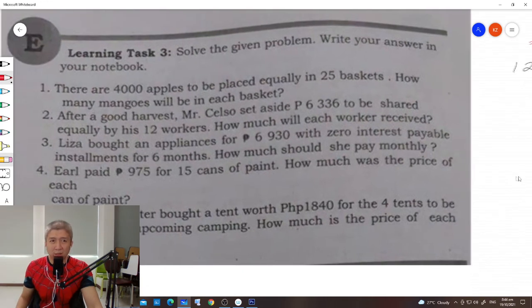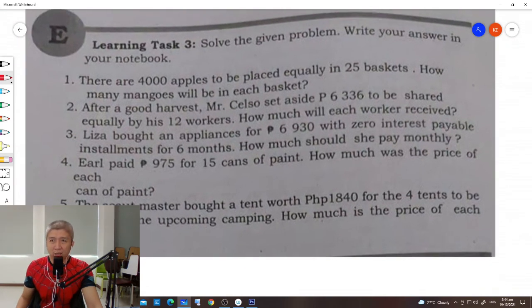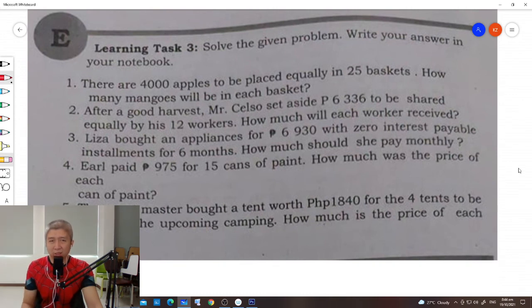Alright, so muli, hindi ko ito sasagutan lahat. Sa mga grade 4 diyan, kayo nang bahalang magsagot ng number 3, 4, and 5. At least meron na kayong idea paano sagutan ang ganitong word problem.